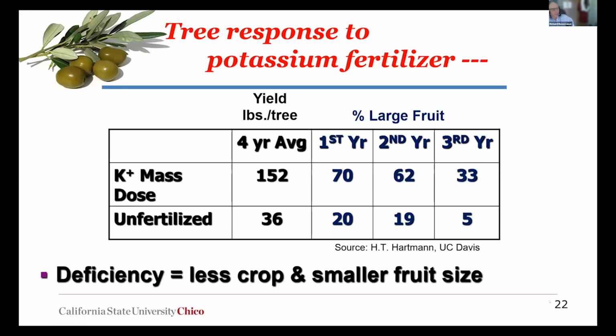And here's some old data from Hartman, where he had a mass dose of about 1,000 pounds. And then he looked at the average 4-year yield, and it was yielding 152 pounds per tree, very good. Whereas in unfertilized, they only got 36 pounds. And then he looked at the percent large fruit over the first, second, and third year, and it was pretty good at the first and second year, and then it started to drop off during the third year, whereas unfertilized were all very small fruit. So in terms of potassium deficiency, you get less crop and smaller fruit size, which in table olive is really difficult. You can't make any money on small fruit.